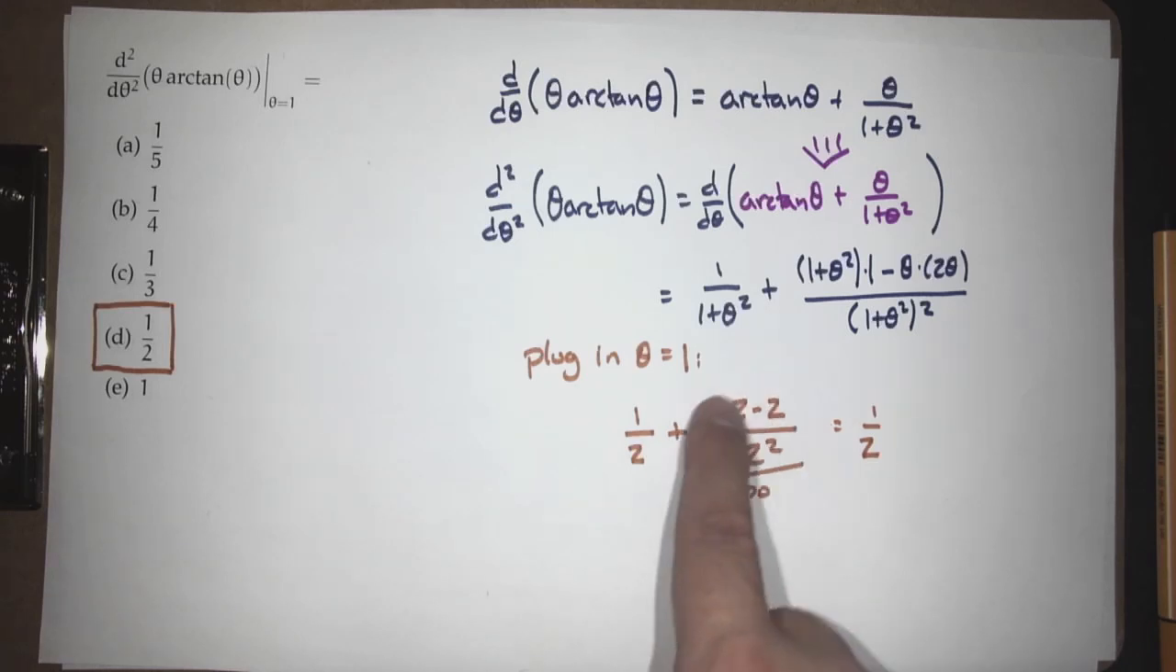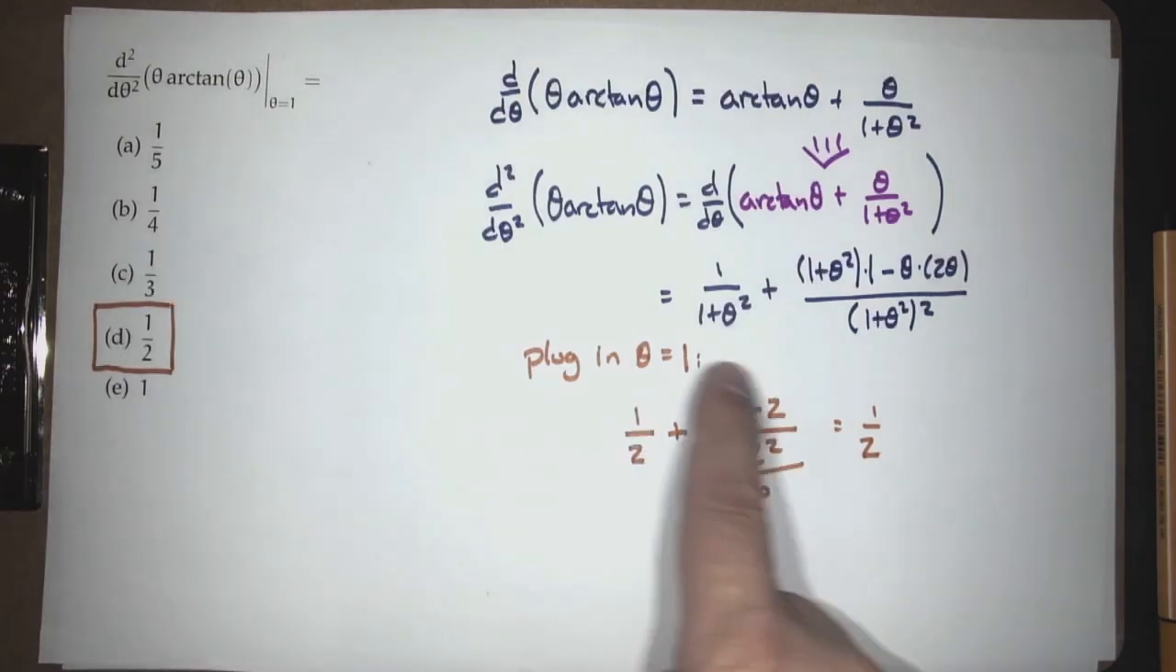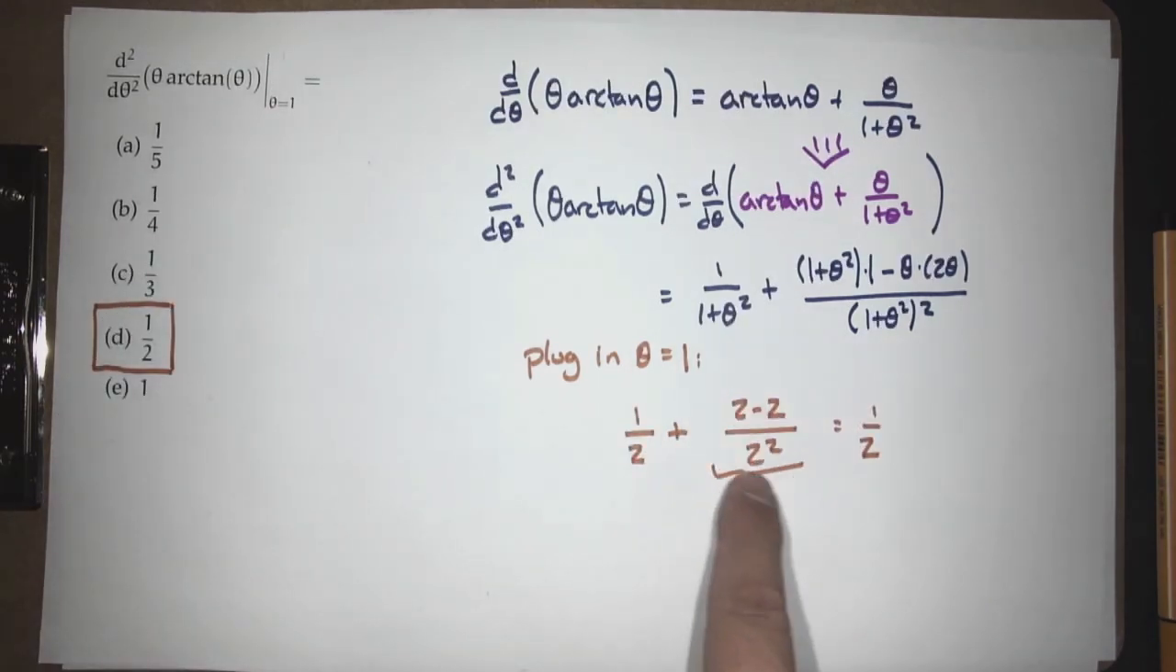Well, it turns out when you plug in theta equals 1, you'll get 2 minus 2, which means this term goes away. You end up with just 1/2. So the answer is a half. All right. Great. Any questions on that one?